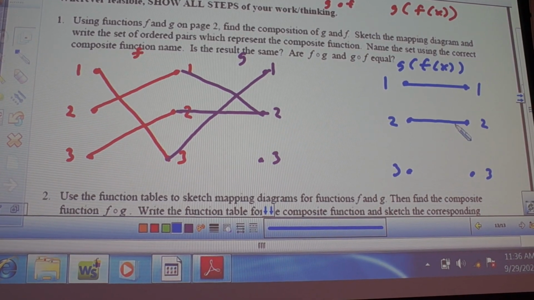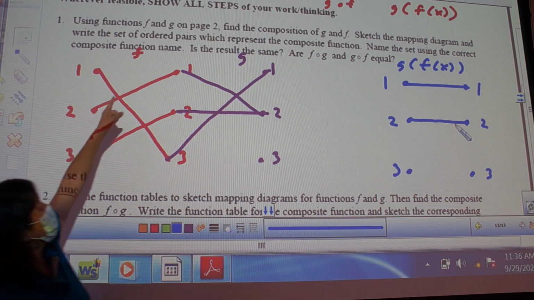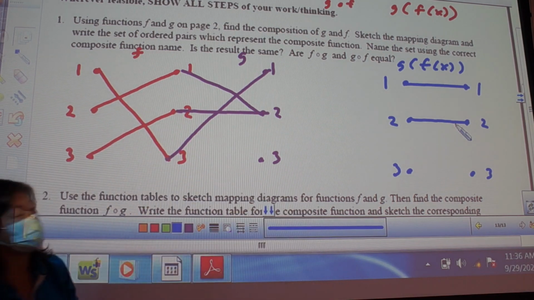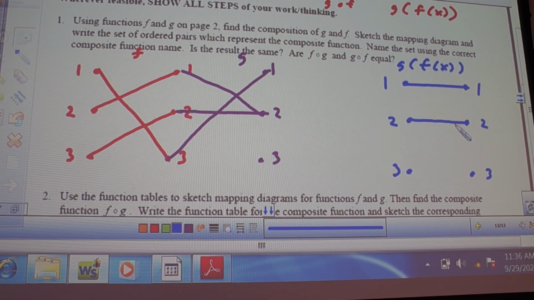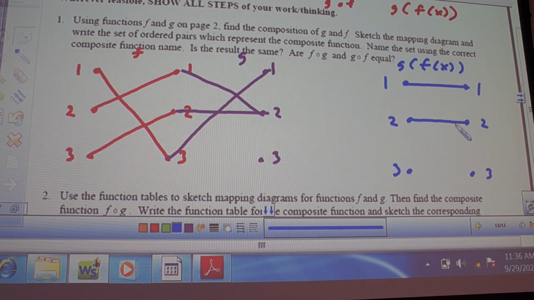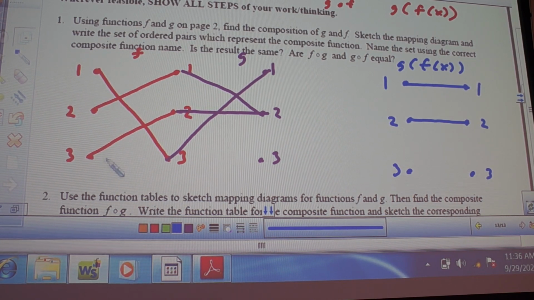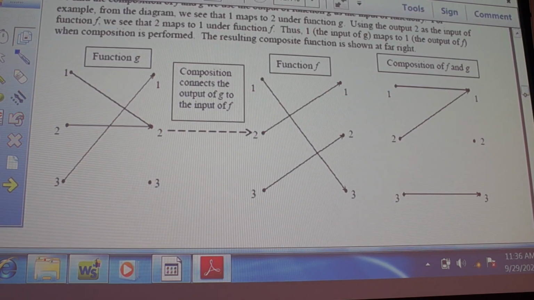All right, so in the summary, 1 goes to 1, 2 goes up to 1 and back down to 2, so 2 goes to 2. And then, Eric, where does 3 go? 3 goes to 2. Yep, 3 goes to 2. It goes to 2 and it stays at 2, so 3 goes to 2. Good? All right, this is awesome. You guys are knocking this out of the park.